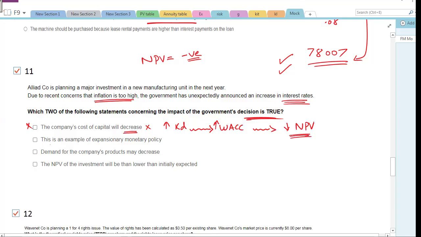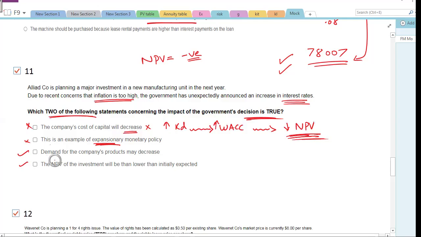The second one says, this is an example of expansionary monetary policy, right? Well, of course, when the investment is getting discouraged, as we said in here, it's not expansionary, it's actually contractionary monetary policy. So this is also wrong. Now, two of them are correct and the first two are wrong. So now I can say that the third and fourth are also correct, without even looking at the answer. In the real examination, if I were in your place, I would have just selected this and moved to the next question in order to save time.